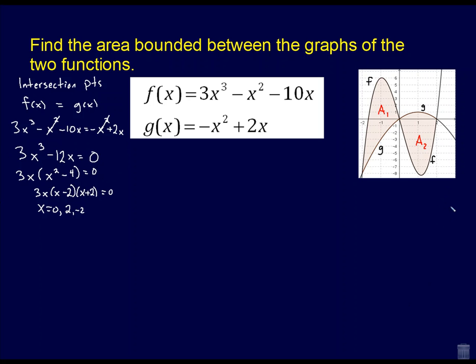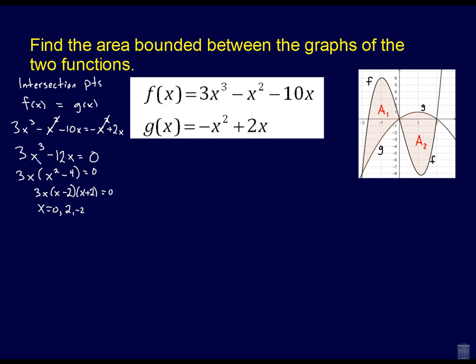and I've already solved an equation to find where the three intersection points were, just in case we didn't see it in the graph clearly enough. So I made f of x equal to g of x. I set 3x cubed minus x squared minus 10x equal to negative x squared plus 2x. I have brought all the terms to one side, so I have 0 on the other side.